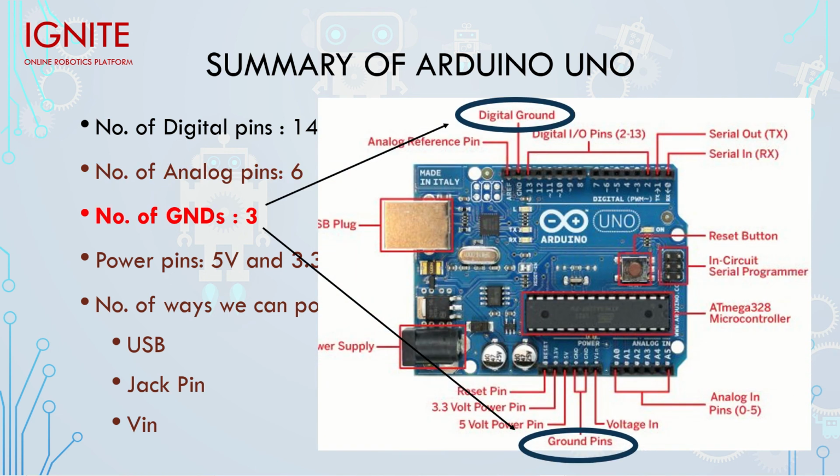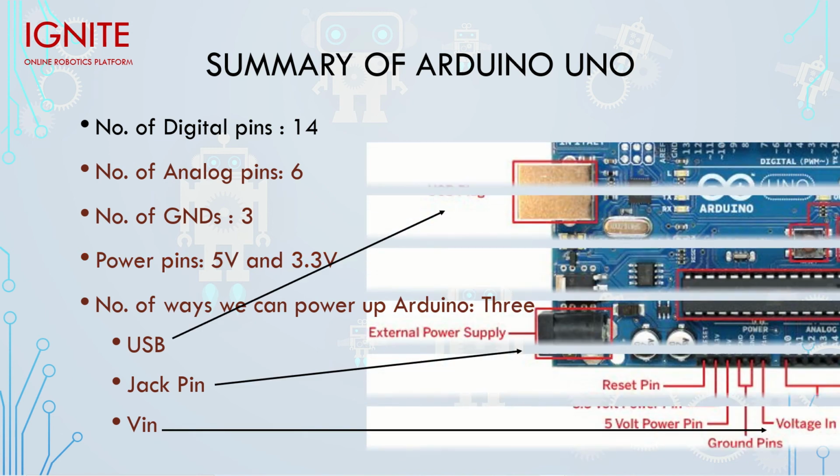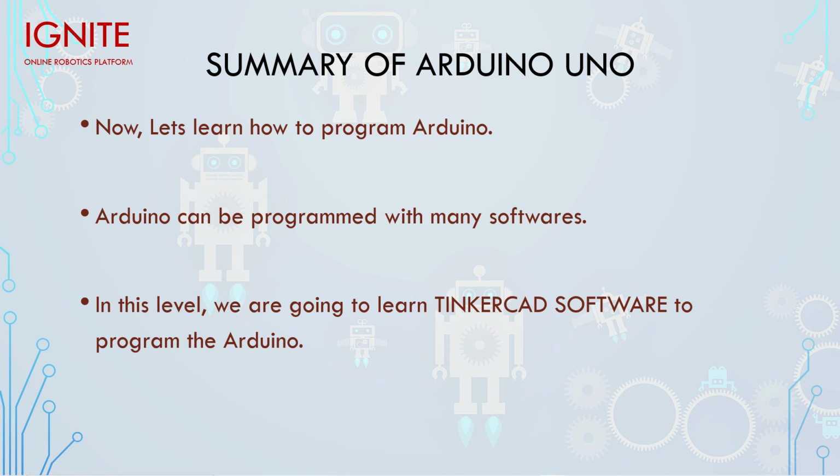Then the ground pins. We have 3 ground pins: 1 is a digital ground and 2 are the normal grounds. Then power pins, we have 2 power pins, a 3.3 volt power pin and a 5 volt power pin. This pin can be used as a battery. Then the number of ways we can power up the Arduino, we have 3: a USB plug, an external power supply, and the Vin.